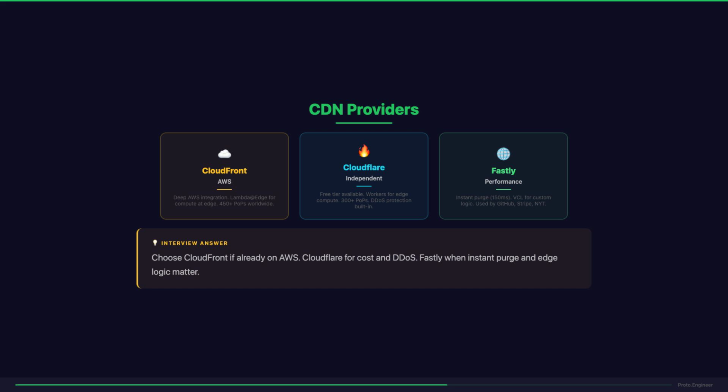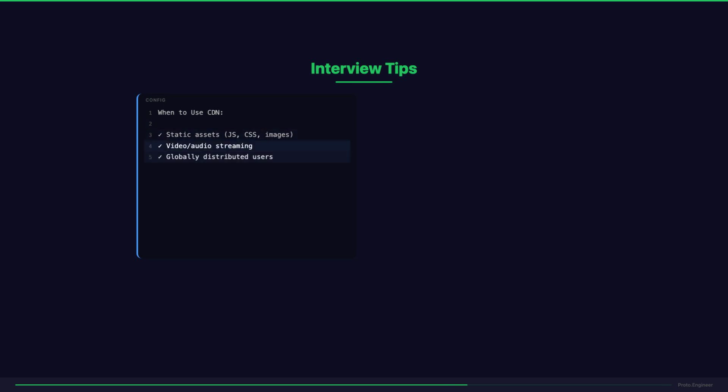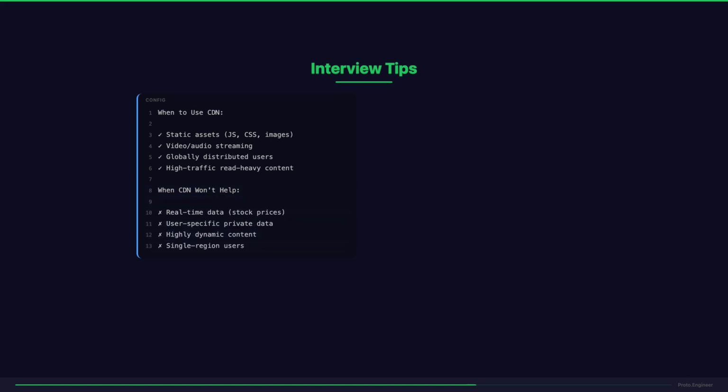In interviews, choose CloudFront if you are on AWS, Cloudflare for cost and DDoS protection, Fastly when instant purge and edge logic matter. Here is your interview framework for CDNs. When to use a CDN. For static assets like JavaScript, CSS, and images. For video and audio streaming, when your users are globally distributed.